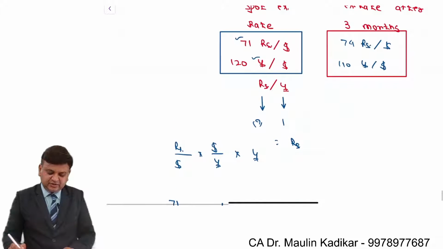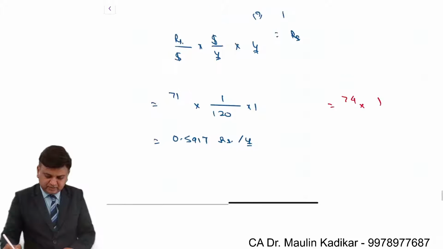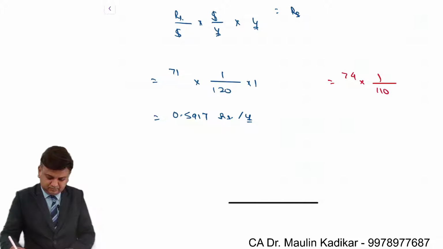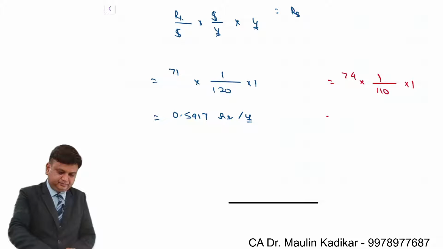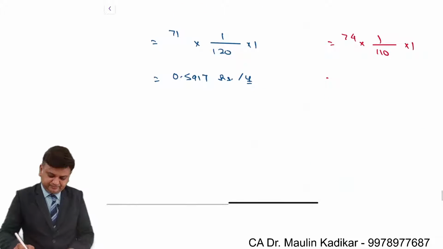Now similarly after 3 months, this is 74 into 1 divided by 110, which is 0.6727.